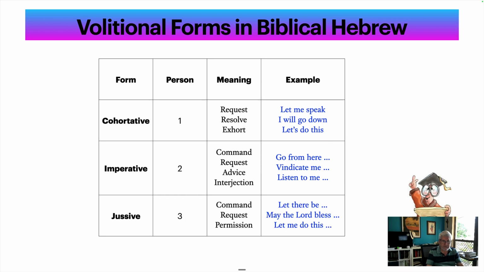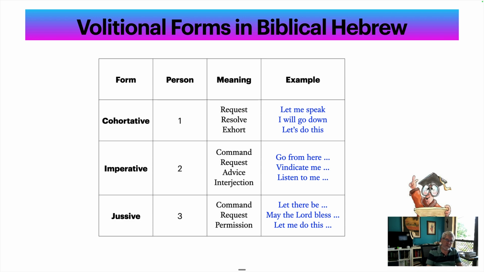And then the jussive form, the jussive label, is used for a third person volitional form. Again, it's very similar to the imperative. It's a command, it's a request, it's permission, but it's referring to the third person. Let there be, may the Lord, let me do this, and so on.